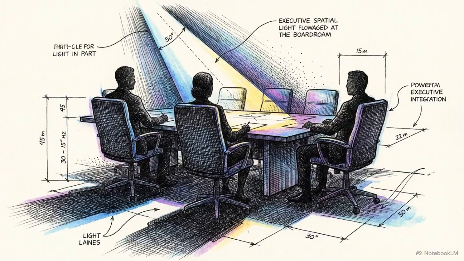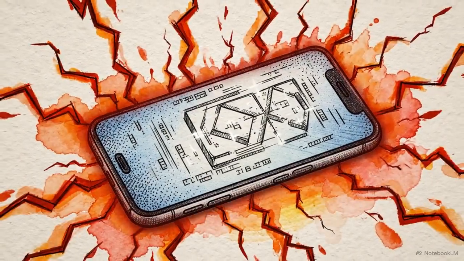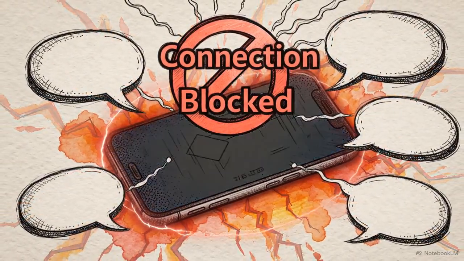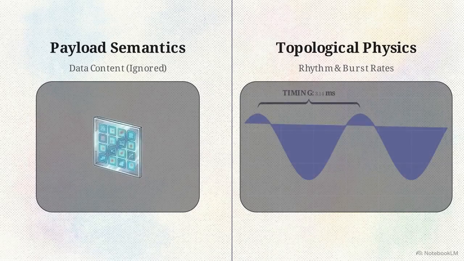High-value targets like the C-suite, board members, and R&D leads face persistent targeting from bespoke, state-sponsored spyware. The Omnibus Cage guarantees that even if a VIP's device is deeply compromised by a zero-day weapon, that weapon cannot dial home. This directly addresses a major friction point for Chief Information Security Officers, enforcing security on employee devices without violating global privacy regulations. Because the system evaluates mathematical network physics rather than payload semantics, it is inherently payload blind.